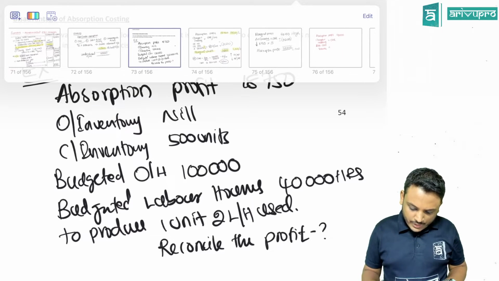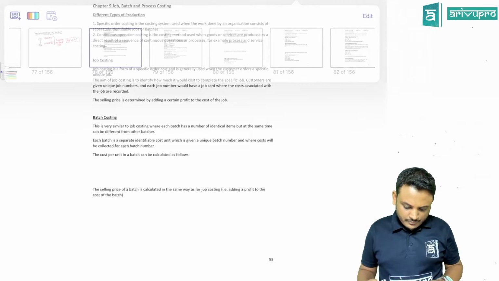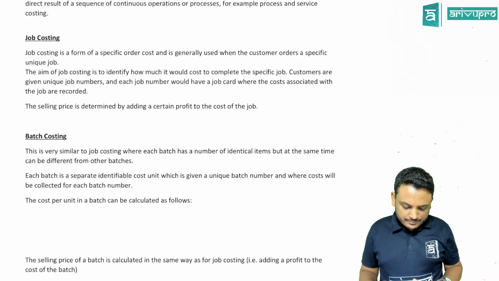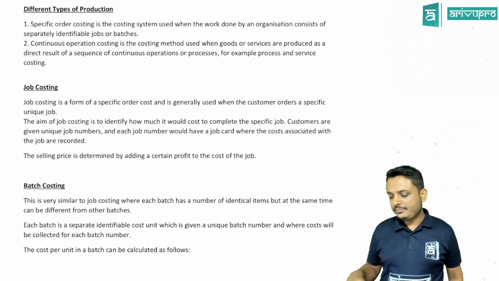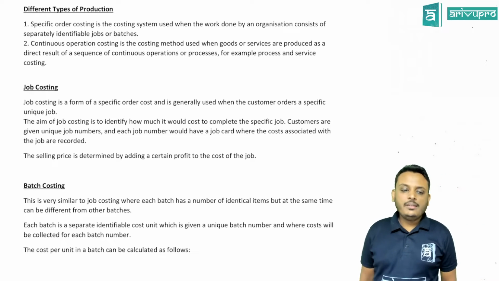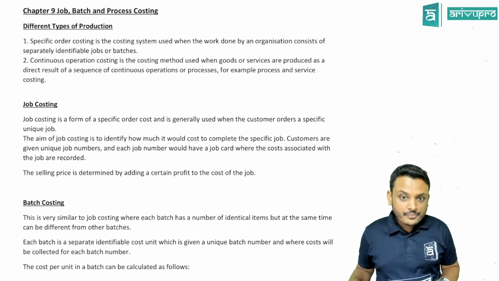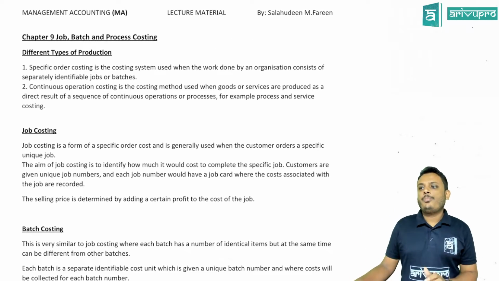New exercise book, write down a very big heading, new chapter. Job costing, batch costing, process costing. A very big heading, a new chapter. Job costing, batch costing, process costing.